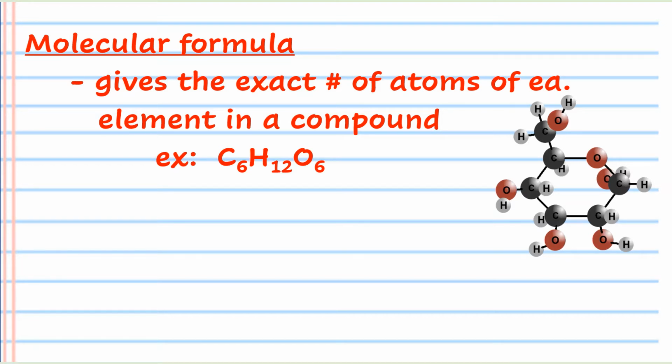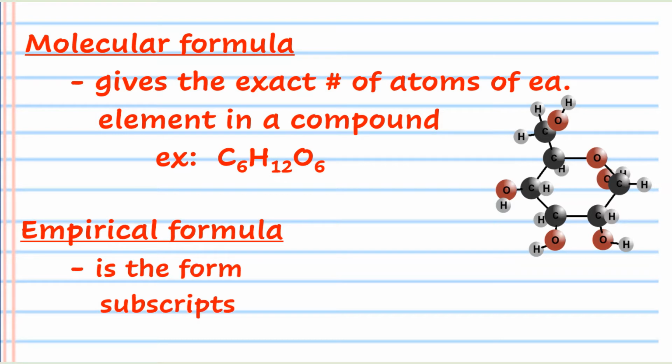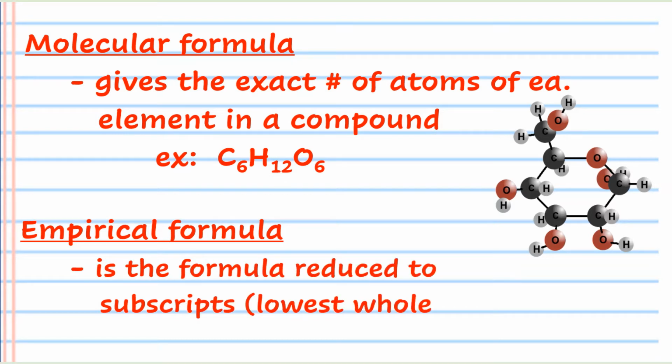Now, an empirical formula reduces the molecular formula down to its simplest subscripts, or the lowest ratio between the elements. If we're going to take that same formula, C6H12O6, and turn it into an empirical formula, we'd want to look and see what is the biggest number that we can divide all those subscripts by and still have whole numbers when we're done. And the answer would be 6.